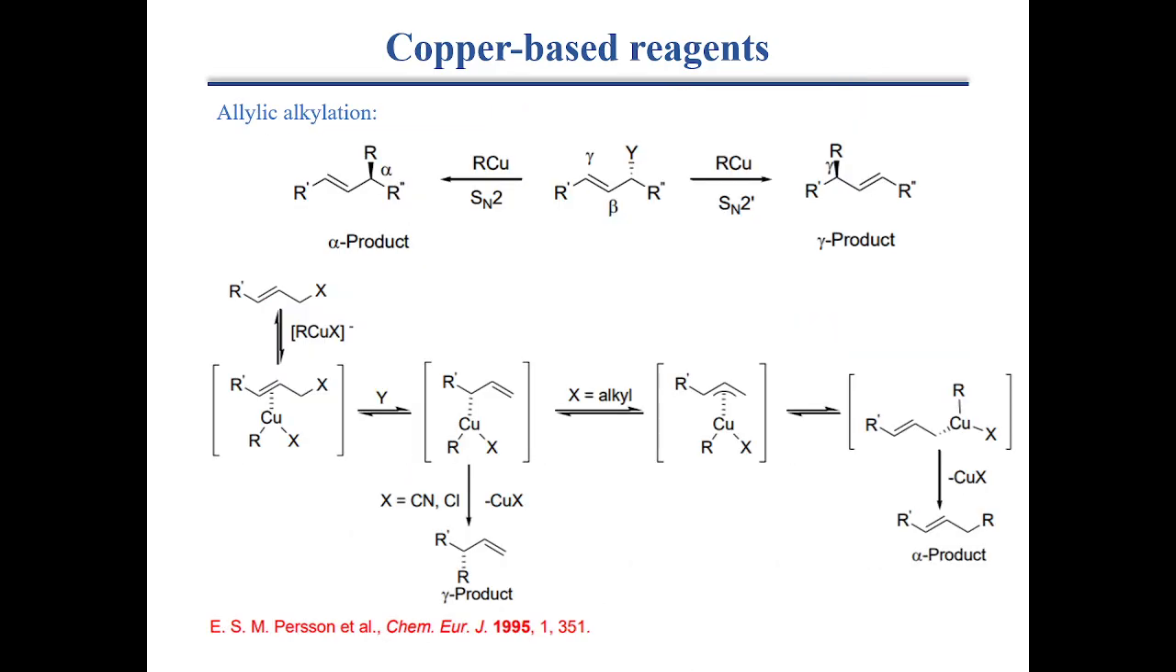Now I'm going to discuss allylic alkylation by copper reagent. This is the allylic compound, R prime double bond R double prime. So this is the allylic acetate. This allylic acetate in the presence of copper undergoes two types of product, alpha or gamma. So this is alpha, beta, gamma.